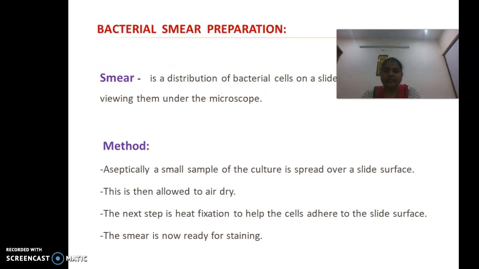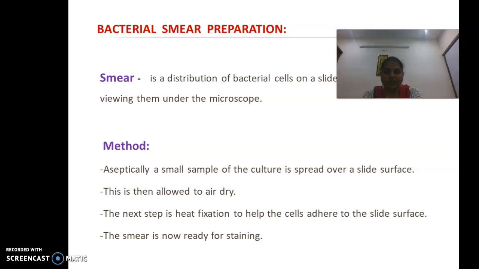So when we talk about these two staining methods, that is positive staining and negative staining, what are the various steps which are involved in these methods? The first step involved in the staining procedure is smear preparation. So what do you mean by a smear? A smear is an even distribution of bacterial cells, or we call it a thin film of bacterial cells on a slide for the purpose of viewing them under the microscope.